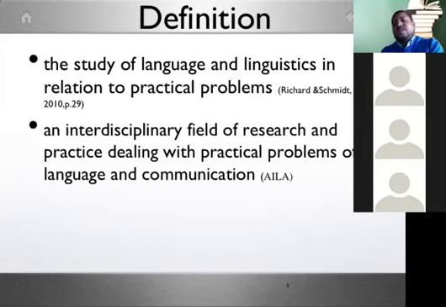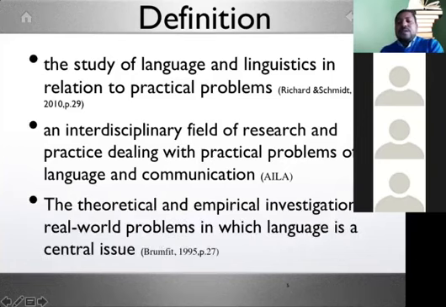Here again, if I'm trying to define applied linguistics in my own words based on this definition, I would probably keep the same definition which I provided before, but I will add the term interdisciplinary. So applied linguistics is an interdisciplinary area of research, discipline, field, which is interested in doing research and solving practical problems of language and communication.